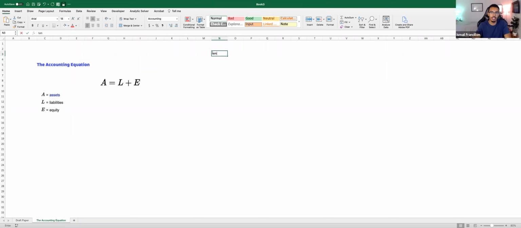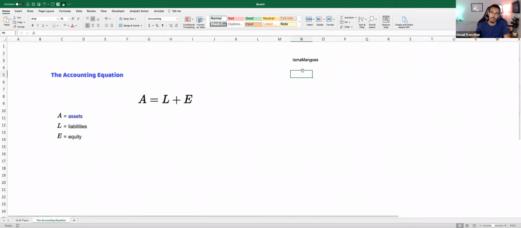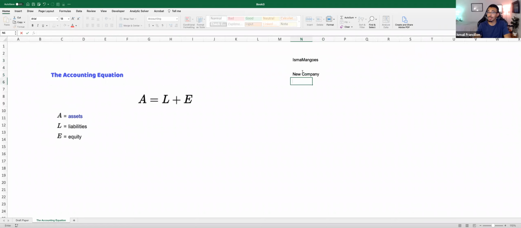So we're gonna have Isma Mangoes. All right, Isma Mangoes. I hope this is big enough. Yeah, so we have Isma Mangoes. All right, we're a new company, and how we're going to conduct our business is going to be simple. We have mango stands across Montreal. If you don't know where that is, that's in Canada. Okay, we're going to have mango stands in Montreal. All right, it's a new company. We have mango stands and we sell a few things.